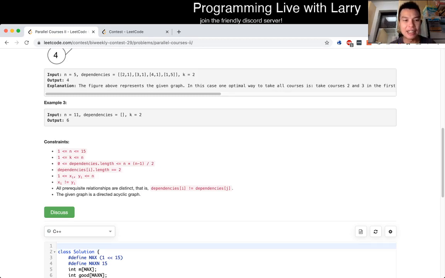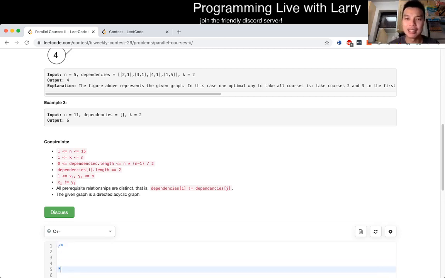But basically, the idea for the correct solution is to use dynamic programming. And what kind of dynamic programming? A sort of brute force bit mask, bit set dynamic programming. What's a bit set, right?